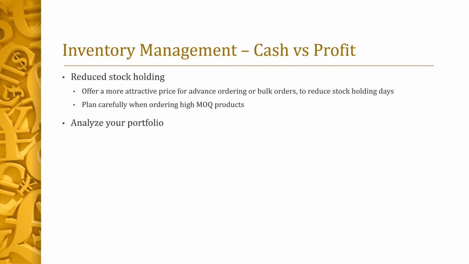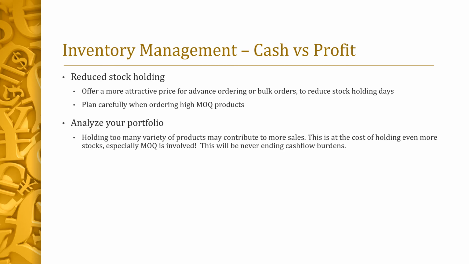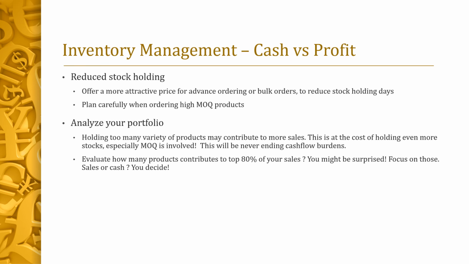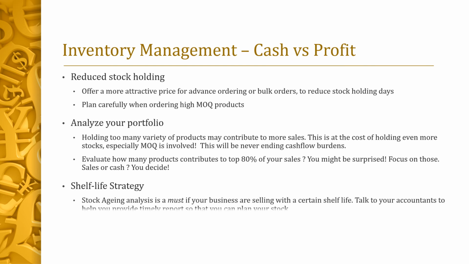Next, work with your accounting team to help with some analysis. Many businesses are selling too much variety of products so that they earn much higher sales. This also means the more stock you need to hold, especially if each comes with their own MOQ. Try and evaluate how many percentage of your products are contributing to, let's say, 80% of your sales. You might be surprised. Why not focus on those? Sales or cash? You tell me. Third, if your products have limited shelf life, aging analysis and product planning is essential. Talk to your accountants on the relevant reports that can assist you.